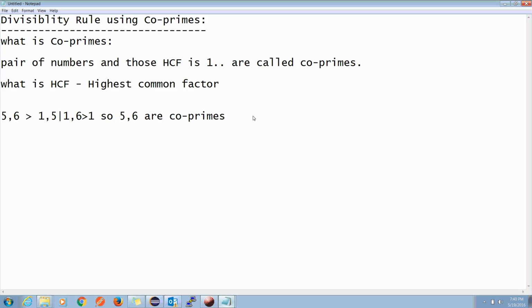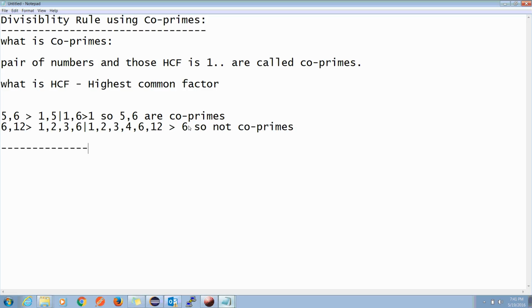Let's take the example of 6, 12. What are the factors for 6? 1, 2, 3, 6. What are the factors for 12? 1, 2, 3, 4, 6, 12. So what is the highest common factor? Here is a 6, here is a 6. So the highest common factor is 6. So 6 and 12 are not co-primes.